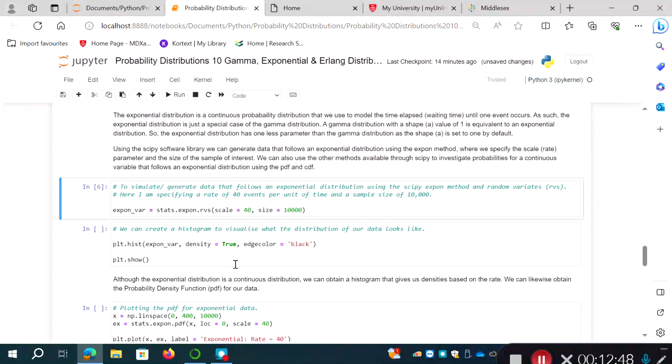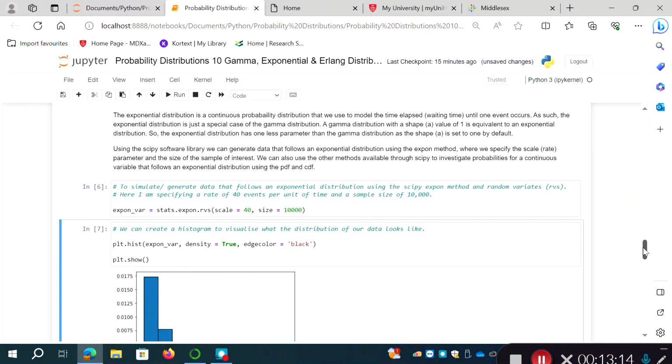And we can create a histogram. Although it is a continuous distribution, we can create a histogram. Matplotlib will do the work for us in figuring out the bin size to visualize what the distribution of our data looks like. So let's do that now. All I'm doing here is basically plt.hist. I'm telling it we want to see the density, so the probabilities on the y-axis, and we're using this expon_var object we created. So let's look at that.